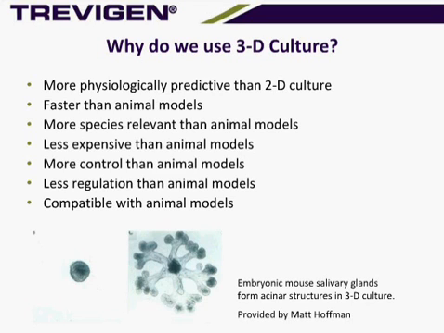And as we see here, kind of below, is an embryonic mouse salivary gland. On the left is the gland by itself at the beginning of the 3D culture, and then what we see during the course of the 3D culture in a laminin-rich extracellular matrix is both ductal and acinar structure development, similar to what we see within the mouse.